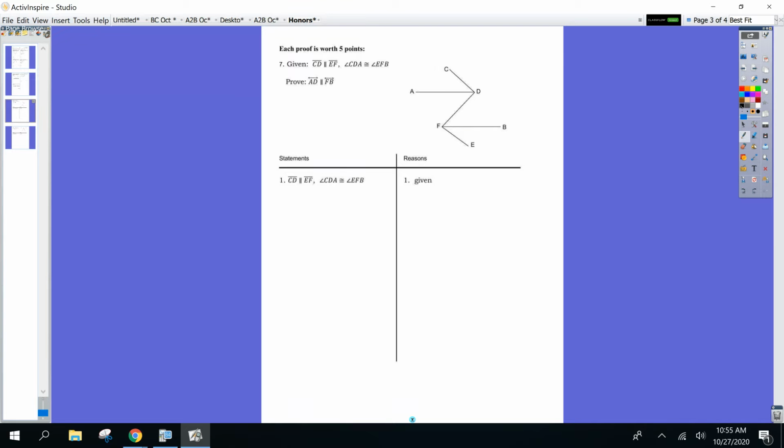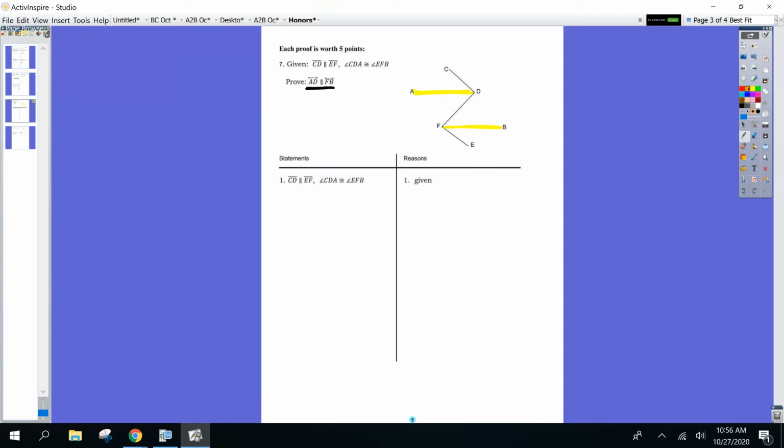Before I even get to the givens, I look at this proof statement. I need to prove AD is parallel to FB. Guys, I'm trying to prove it. They don't tell me they're parallel. A lot of you just said, oh, their alternate interior angles are congruent. No, they're not. They're not congruent unless those lines are parallel, which is not true because I'm asking you to prove that.